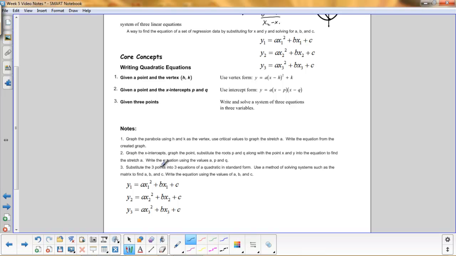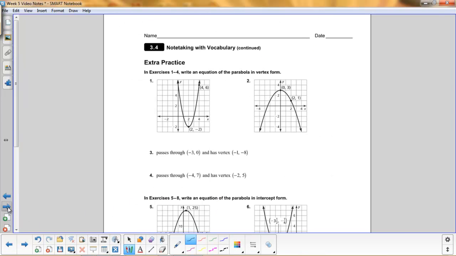So you'd substitute the 3 points into the 3 equations, and then you would use your matrix to solve for A, B, and C. And then, of course, you'd write it in those terms, okay? So these are some ways that you would represent an equation if you're just given a graph or partial information of a quadratic.